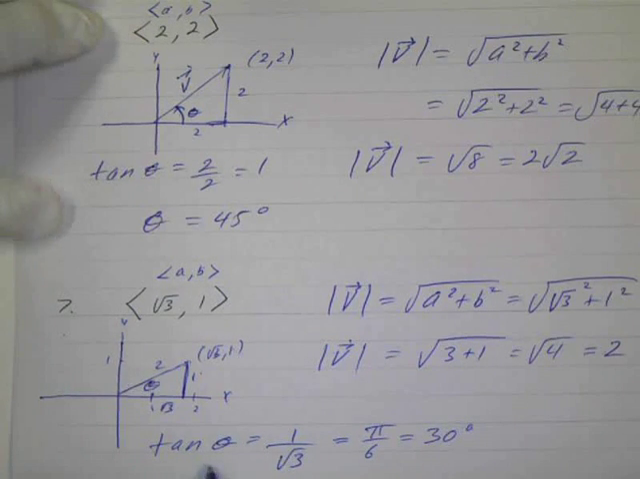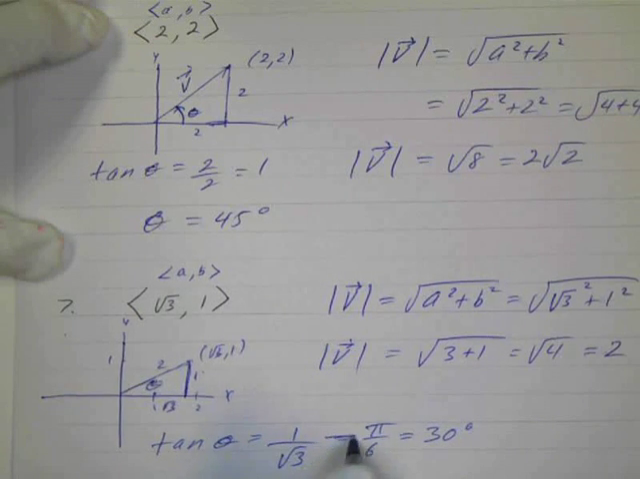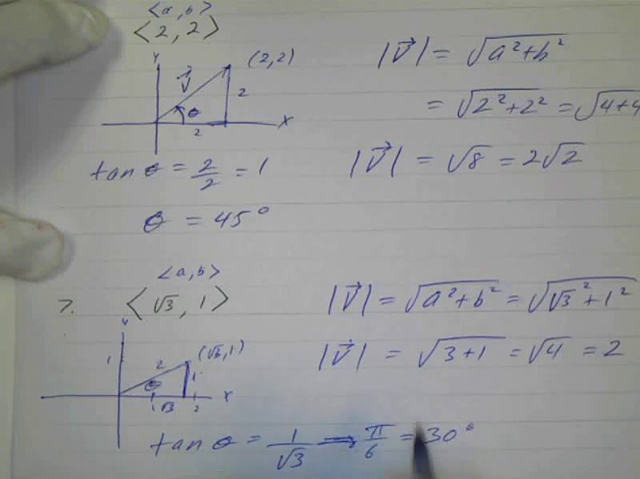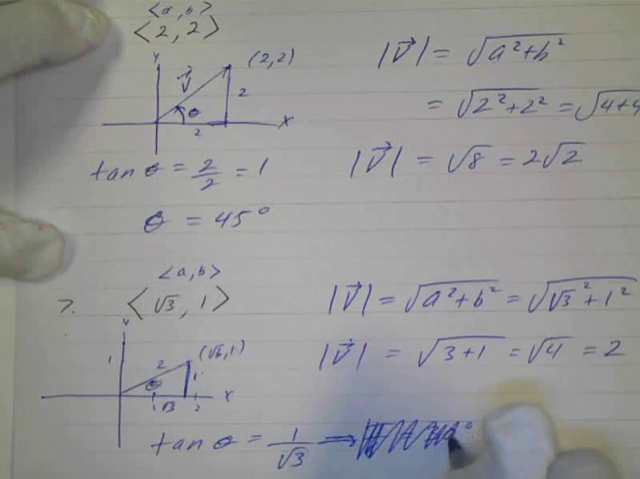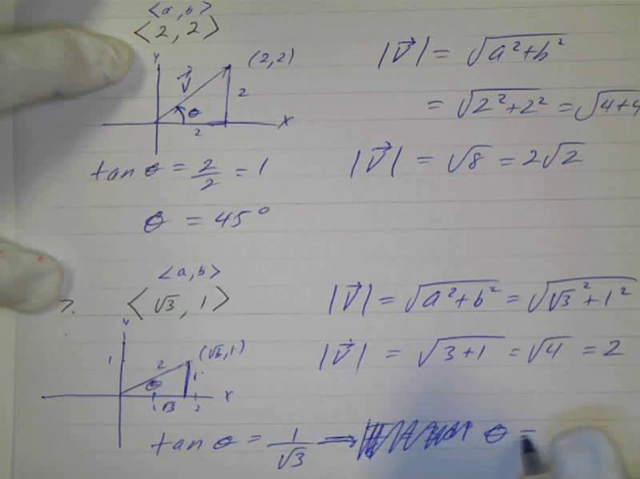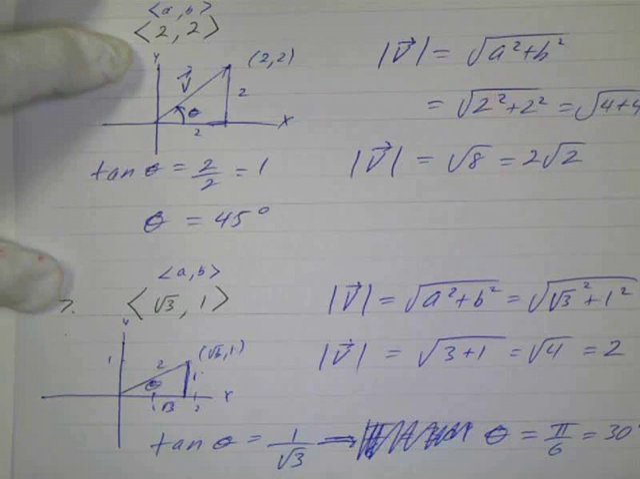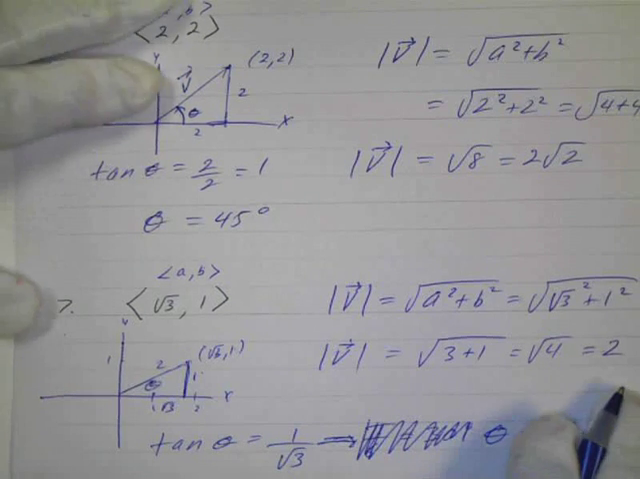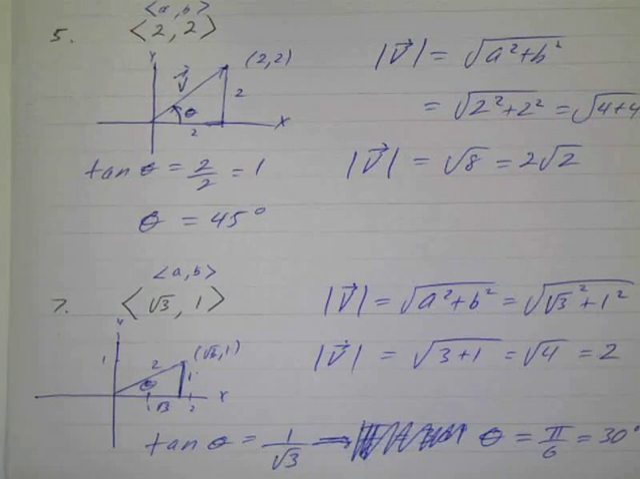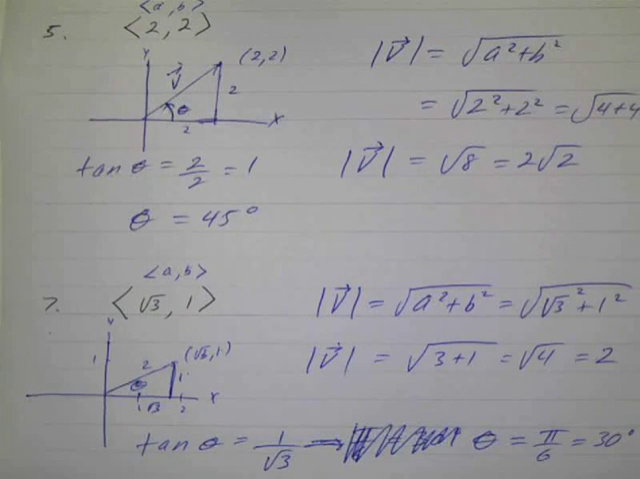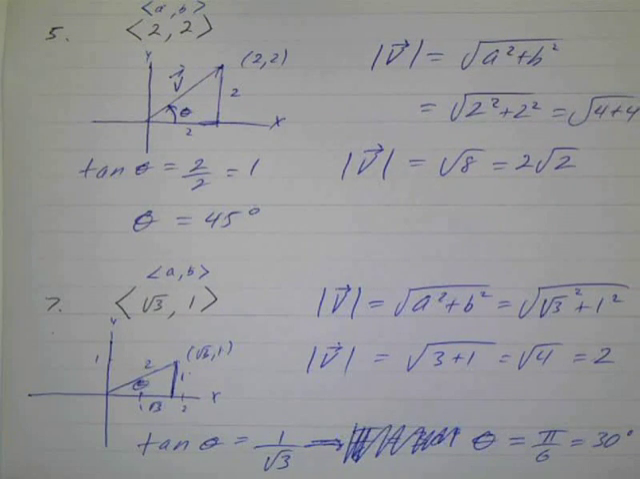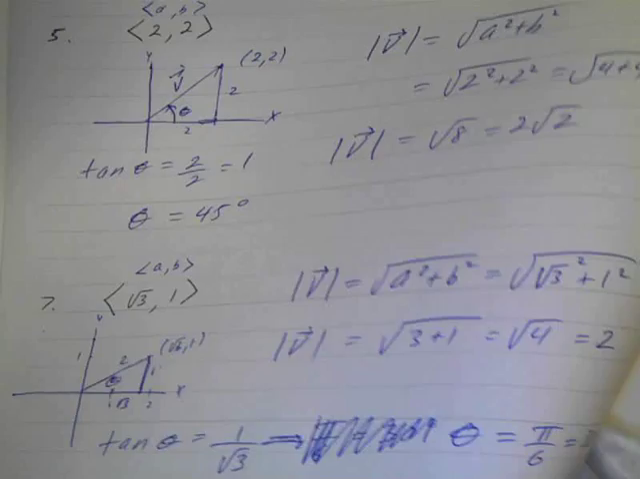This implies that theta equals pi over 6, which is 30 degrees. Okay, so if the tangent of theta is 1 over the square root of 3, then we know that theta equals pi over 6, or 30 degrees. And that's your angle there. Okay, hope that makes sense. And you could have taken the arctangent of both sides to do it more formally, but it's pretty intuitive.